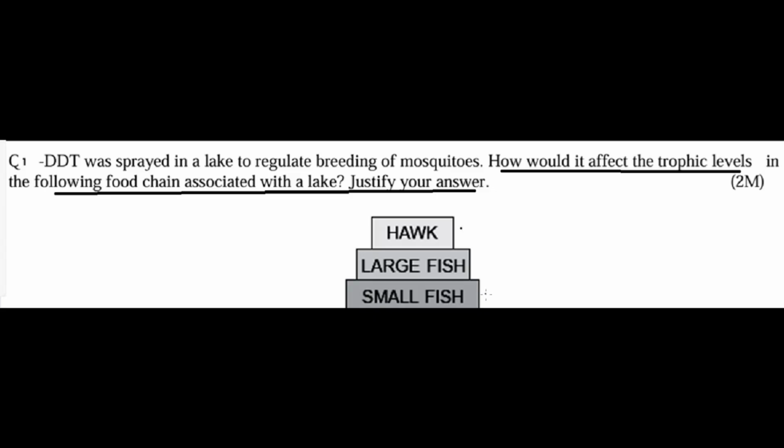In the basic trophic levels, a small fish is eaten by a large fish, and then a hawk is a bird that eats the large fish. So DDT is sprayed in that lake. How will it affect all these trophic levels? And you have to justify your answer.